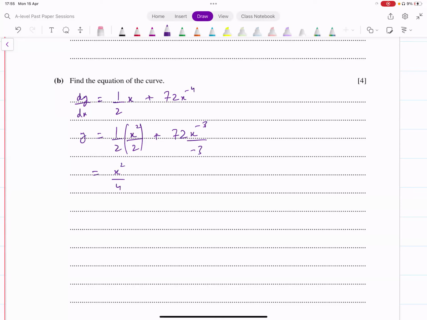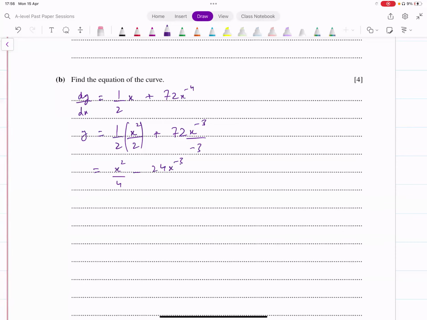X squared over 4 minus, because of this negative sign here, it's going to be 72 divided by 3, that's 24, minus 24 x raised to power minus 3. Or you could write it as 24 over x cubed. However, remember, whenever you integrate, you also need to have a plus c. Unless you're inputting limits somewhere, in that case, you can ignore c as well. However, apart from the case when you have to input limits, you always have a plus c. So once you've integrated, remember to put a plus c there.